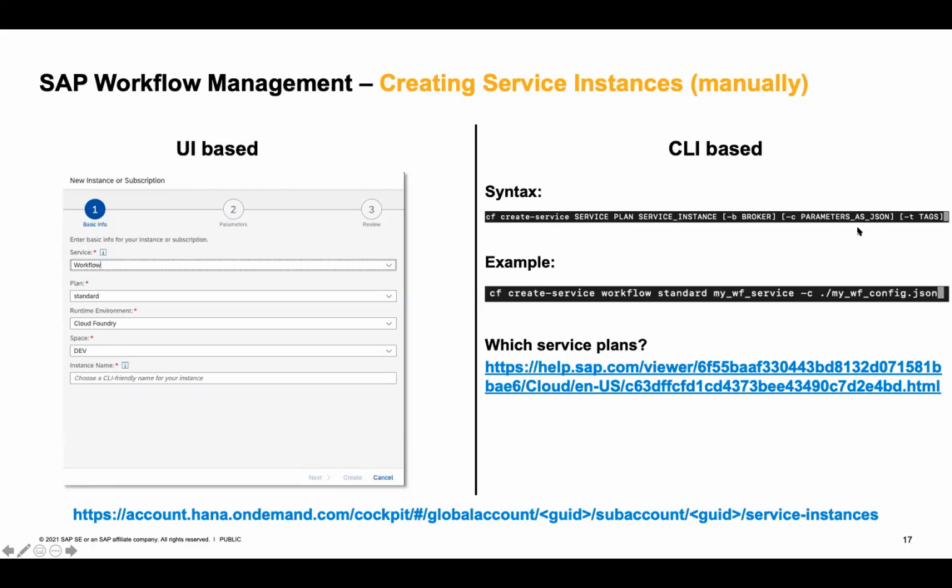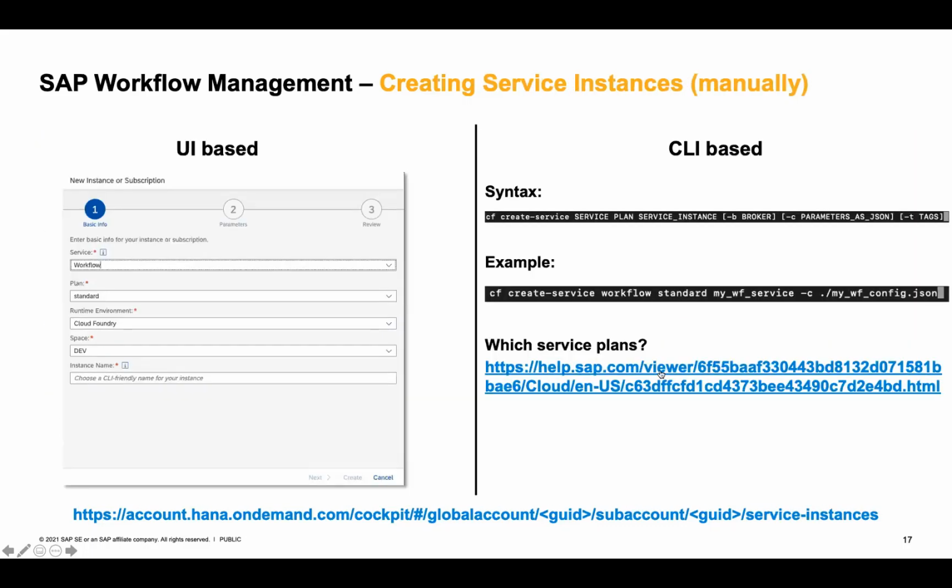So at the top, you see the actual syntax. You have to give the service name, you have to give the service plan name, and then you have to give a name for the service instance that is being created. And then you could also optionally give additional parameters. So it would look like this in our case: cf create-service workflow, standard is the service plan, and my-WF-service is the instance name then. And there could be additional configuration in a JSON file.